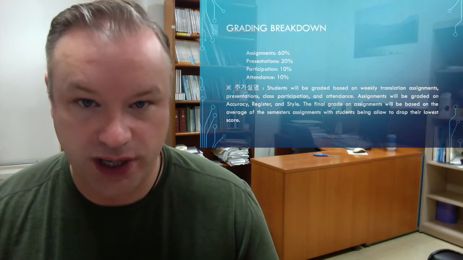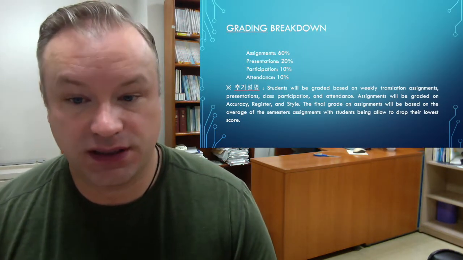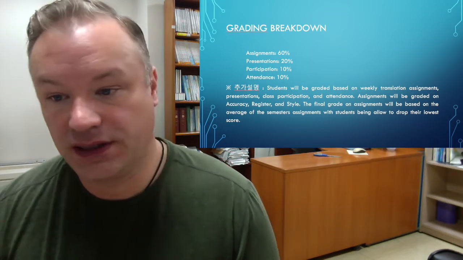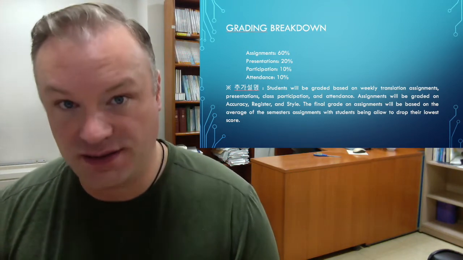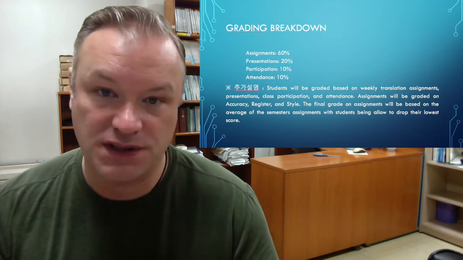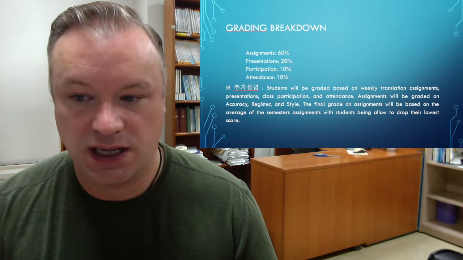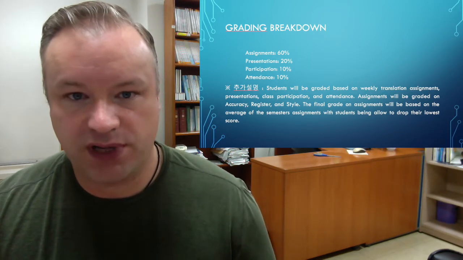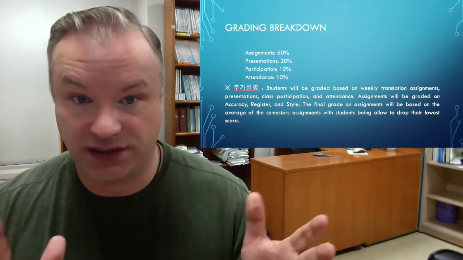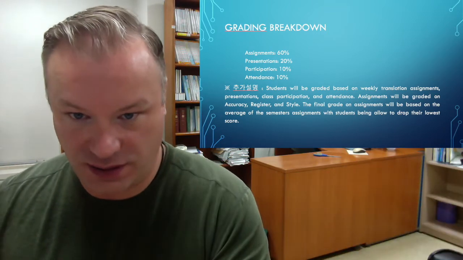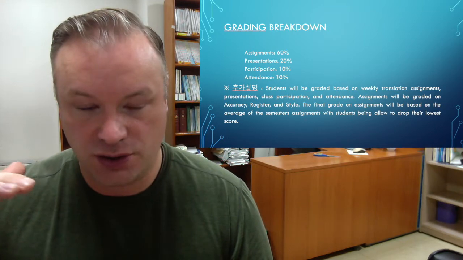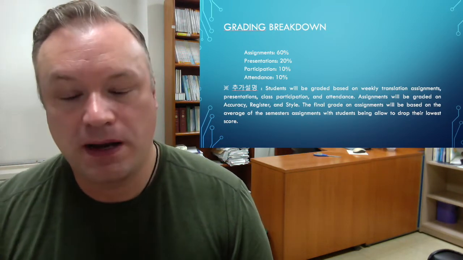Okay, so if you look at this next slide, it has the grading breakdown. You can see there that assignments are 60%, presentations are 20%, participation is 10%, and attendance is 10%. As far as the grading of your assignments goes, they are graded based on accuracy, as in did you translate what was in the original texts faithfully? Register, is it at the same register or is it too informal or formal? And then style.